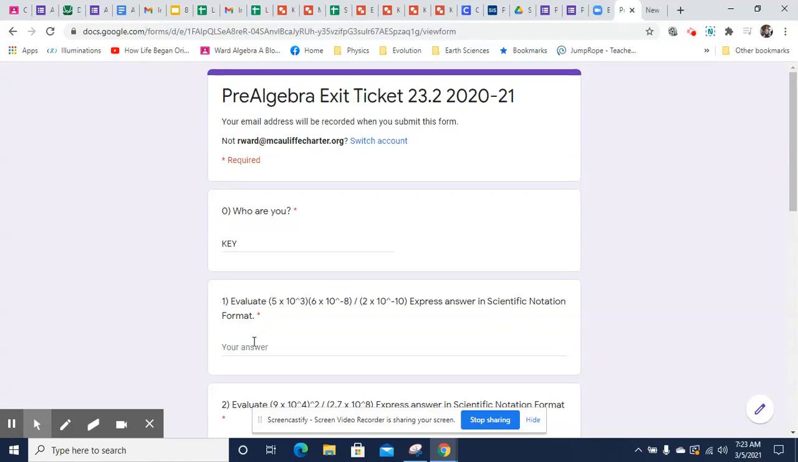This is a key for pre-algebra exit ticket 23.2. So we're supposed to evaluate 5 times 10 to the third times 6 times 10 to the negative 8th, all divided by 2 times 10 to the negative 10th.